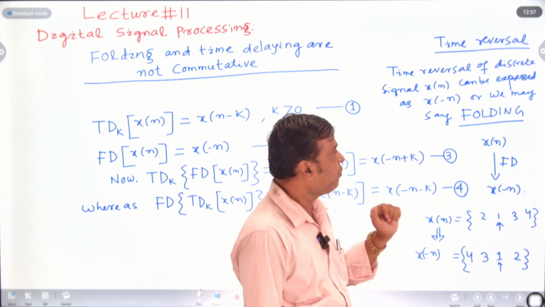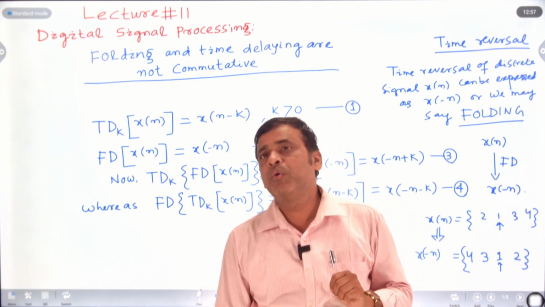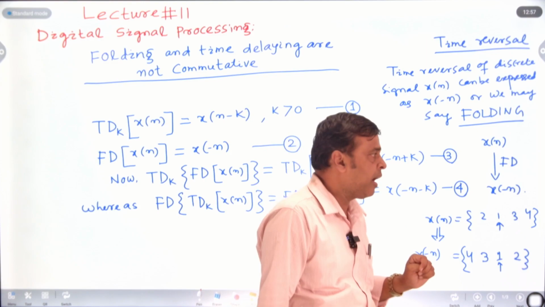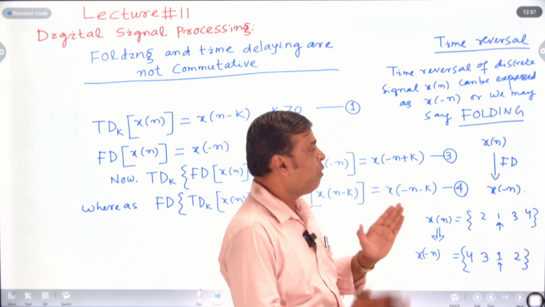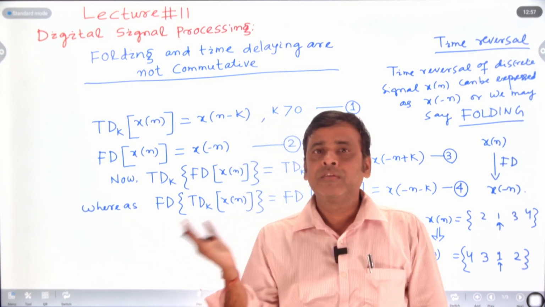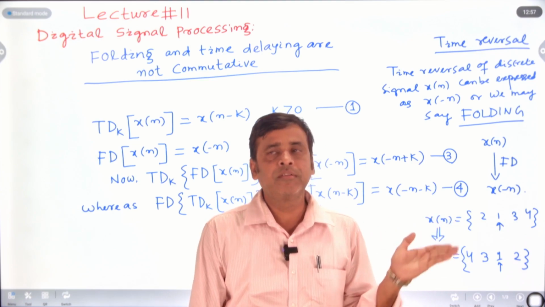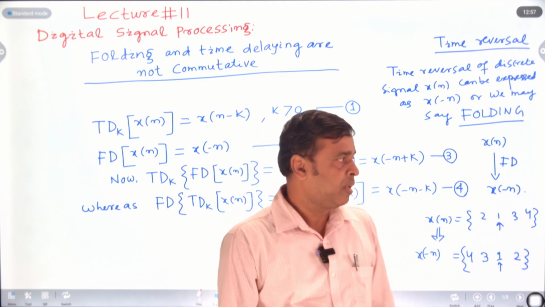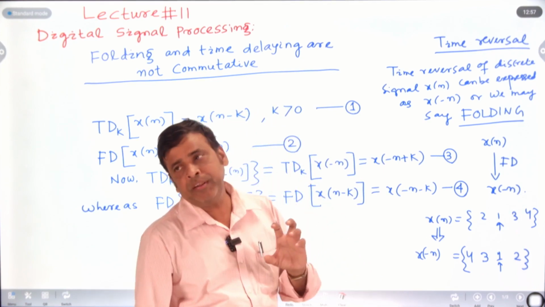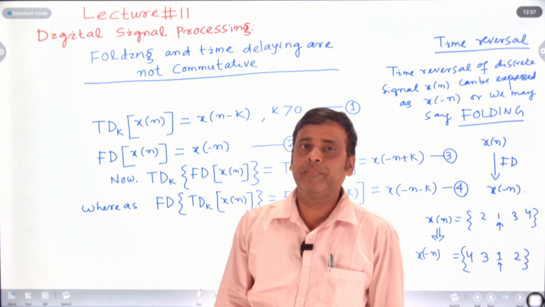It is all about the fundamental concept of how, if the discrete signal x of n is given, you shift it by means of delay and advance, and also folding. Folding means whatever the value of x of 0 is fixed, and 1, 2, 3 are successively shifted to minus 1, minus 2, minus 3, and minus 1, minus 2, minus 3 are shifted to n equal to 1, 2, 3. So here the question is, if x of n is given, first of all, folding and time delaying are not commutative. Commutative means what?